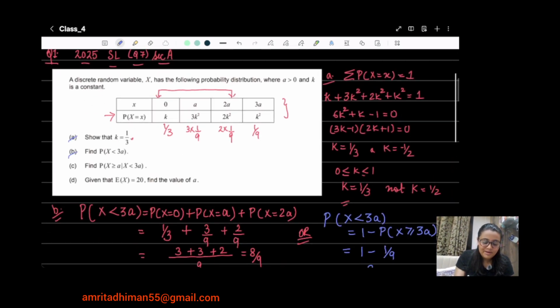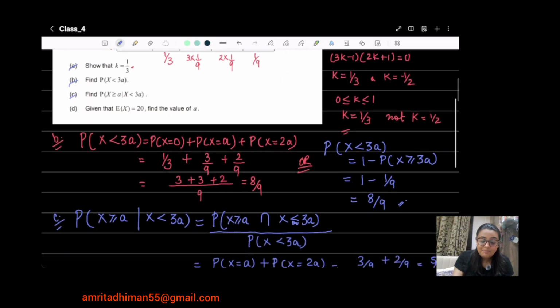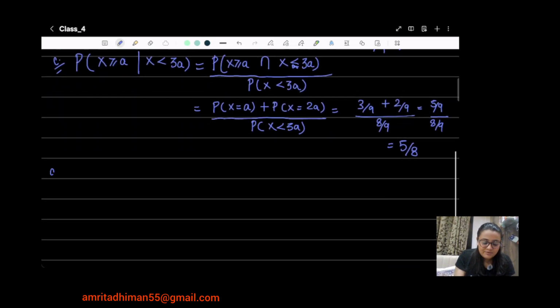A part done, B part done, C part done. In the D part, we need to find the value of a. But for the unknown, we have one known value, that E of X is equal to 20.